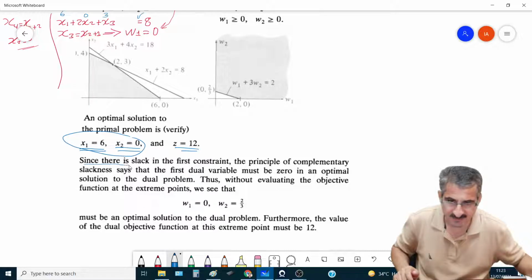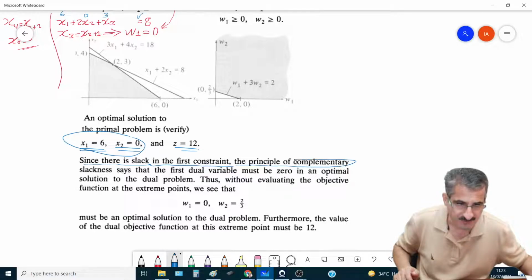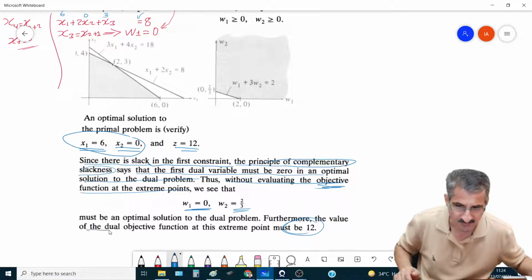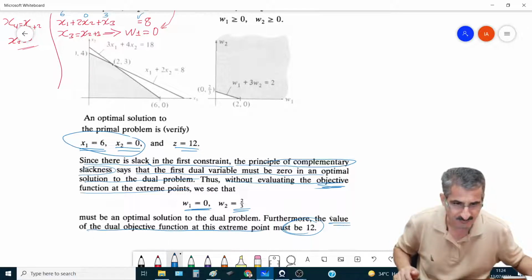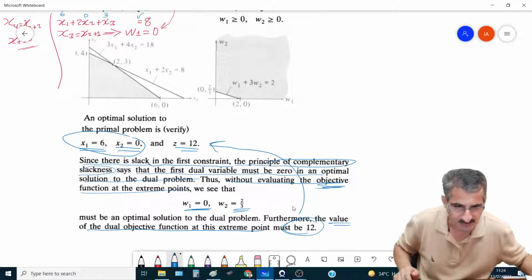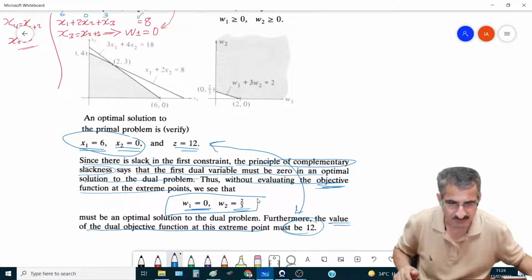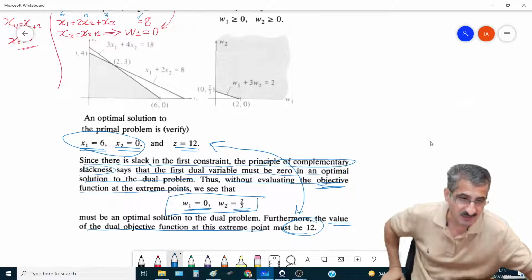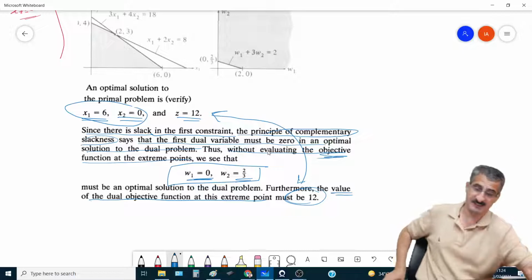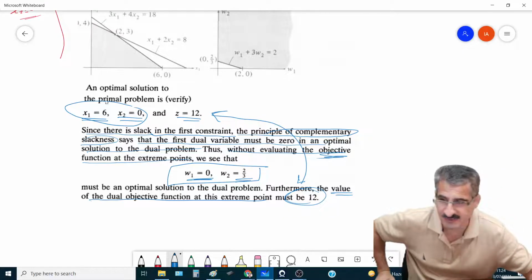Since there is a slack in the first constraint, the principle of complementary slackness says that the first dual variable must be 0 in the optimal solution of the dual problem. Thus, without evaluating the optimal function, we know the solution is that. And 12 must be the value of the dual objective function, because it must be equal to this. So we got a solution, and the first variable is 0. This is how we apply complementary slackness. And we are done with today's lecture. Thank you.